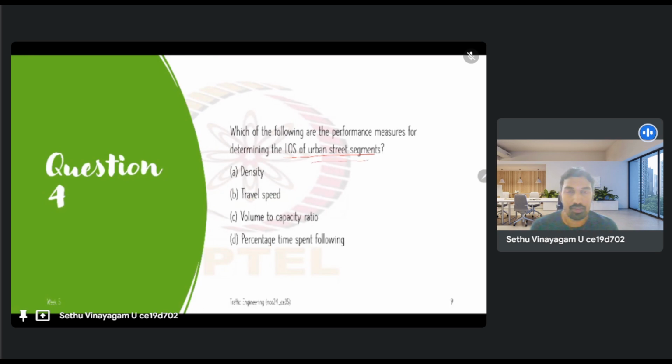Obviously the performance measure that we use depends on the facility that we are analyzing, because LOS determination is both mode specific as well as facility specific. Depending on the type of mode and the type of facility that we are analyzing, the way in which we determine the LOS varies. Here we are given four options. We know density. Where did we look at density? The density was used for freeways and multi-lane highways.